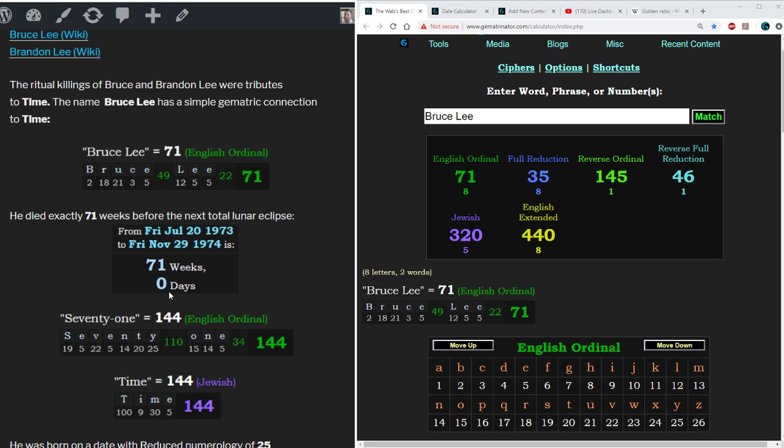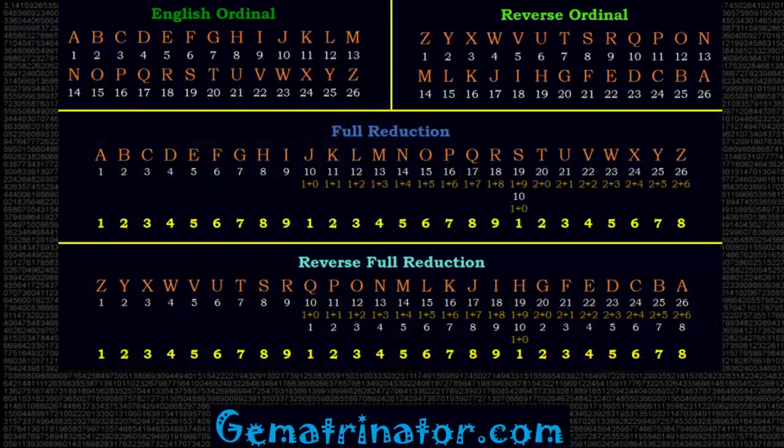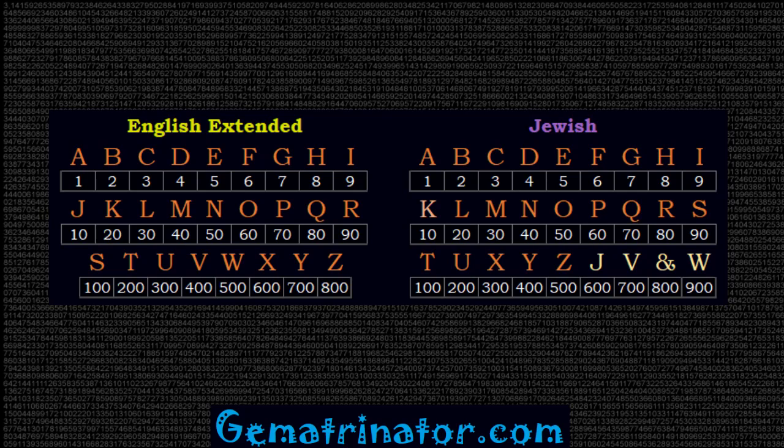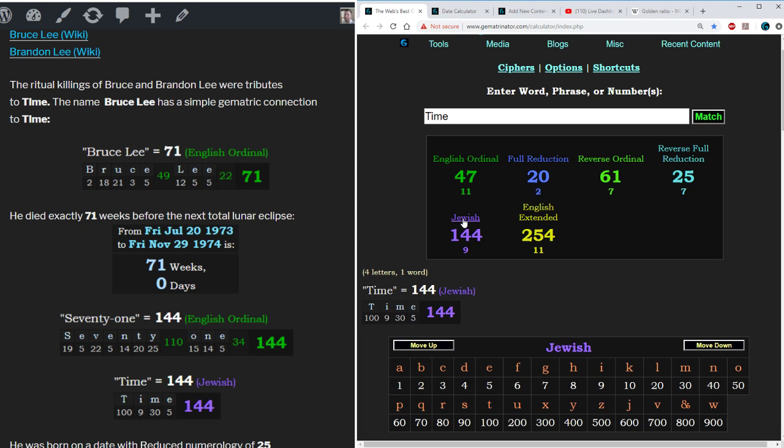But this number 71 is special because when you write it out, 71 is one of only two numbers to have an ordinal gematria value of 144. In Jewish gematria, which is based on the ancient Latin alphabetic order, these two ciphers on the screen here produce much larger numbers. This Jewish cipher is based on the ancient Latin alphabetic order, and it has more modern English characters placed at the end. And in this Jewish cipher, the word time equals 144.